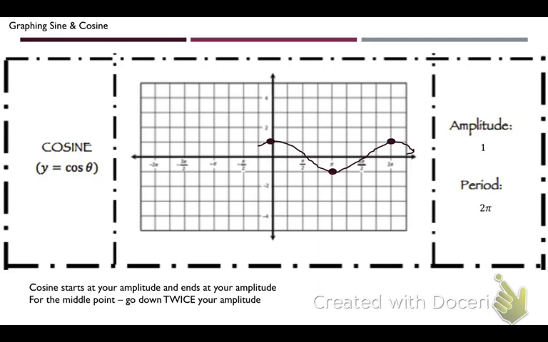Let's draw the left side of this graph. So I'm going to go to negative 2 pi, go to the middle, so negative pi, go down 2, and then I'm going to draw that piece of the graph. Okay, and there's the cosine graph.